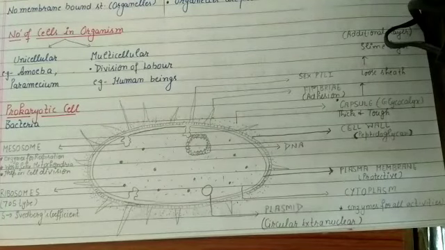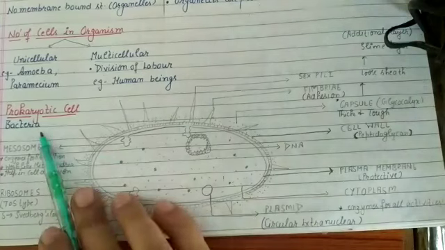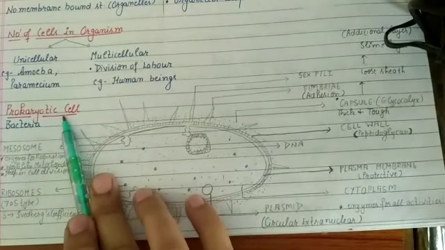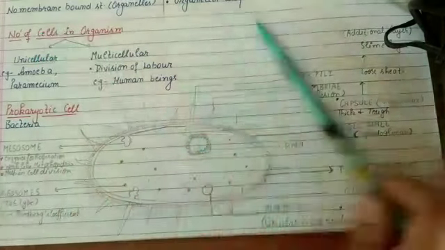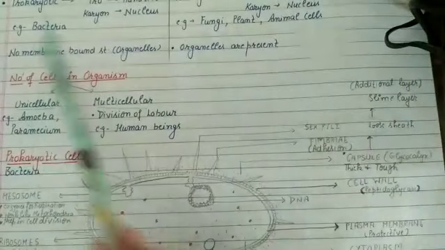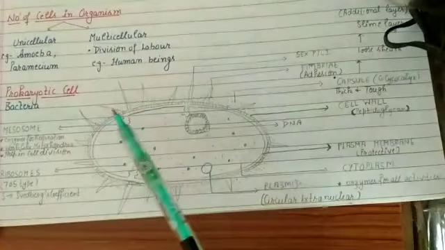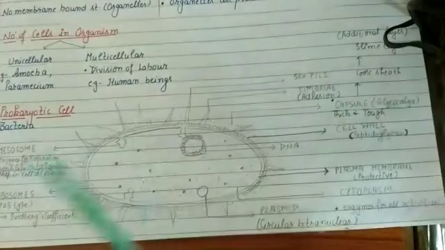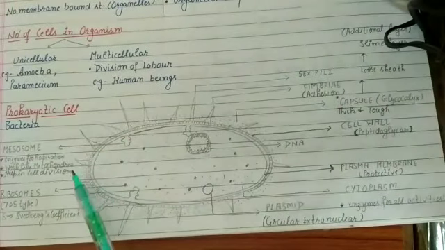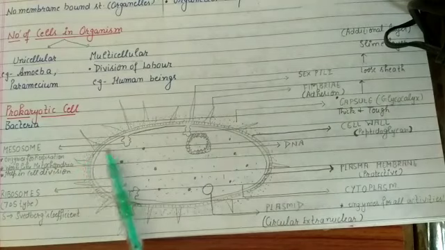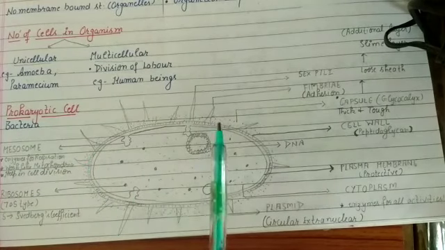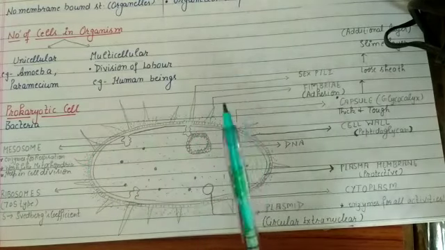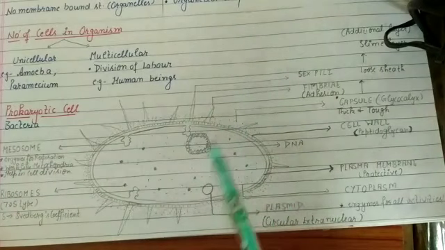So after shapes, size, and number of cells in an organism, one very important structure I'm now going to start with is the prokaryotic cell. As we gave the example, a prokaryotic cell is the bacteria. Here, as you can see in this diagram, I am going to share with you the structure of prokaryotic cells. So please pay your concentration in understanding this structure.